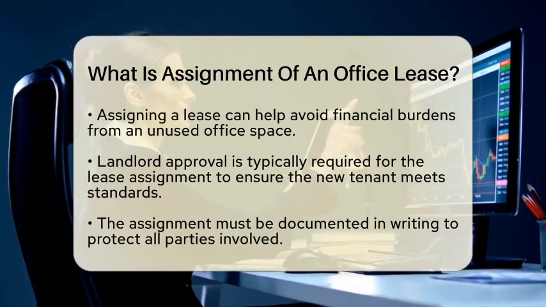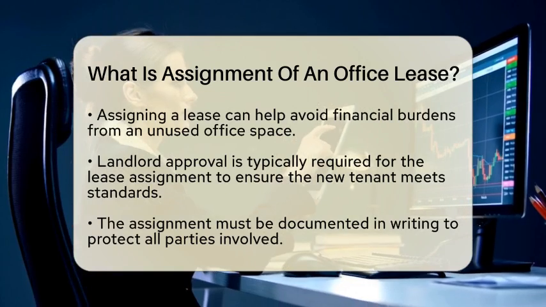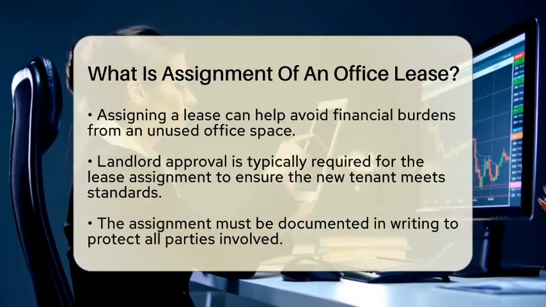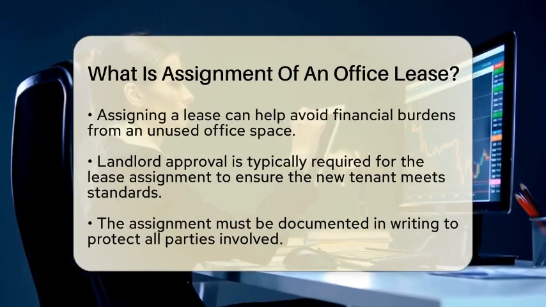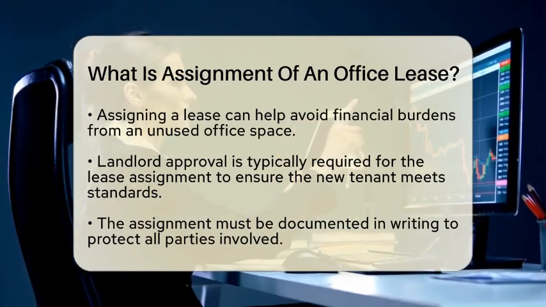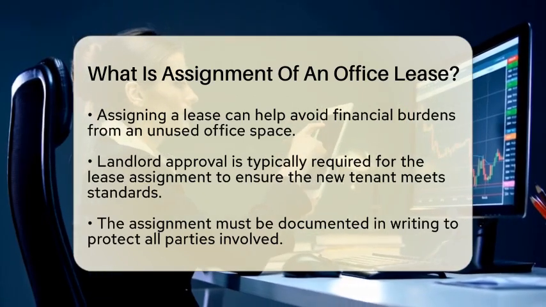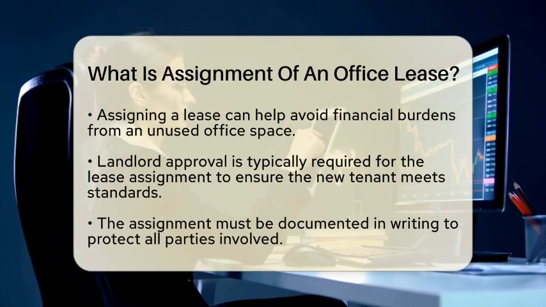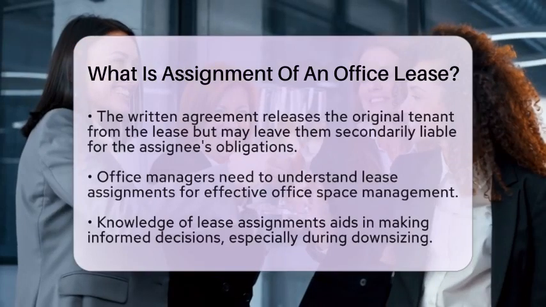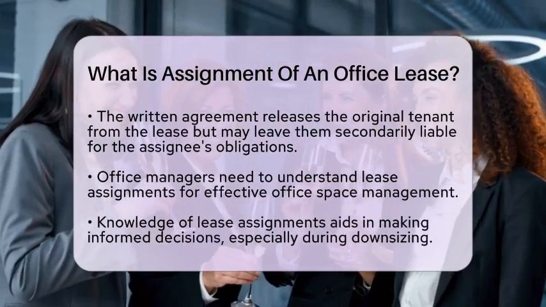Now, let's talk about some key elements involved in this process. First, the landlord usually needs to approve the lease assignment. This step is important because the landlord wants to ensure that the new tenant meets their financial and operational standards. Next, the assignment must be formalized in writing. This document details the assigner's release from the lease and the assignee's agreement to follow all lease conditions. It's a crucial step to protect everyone involved.